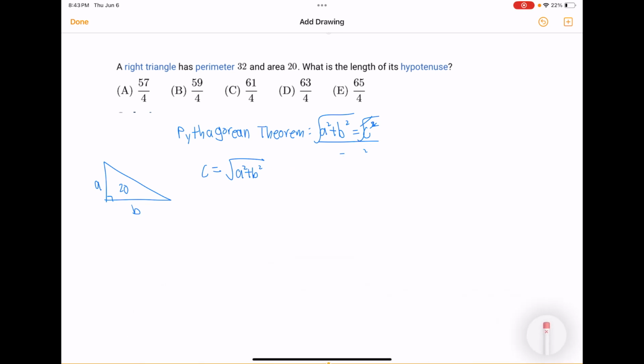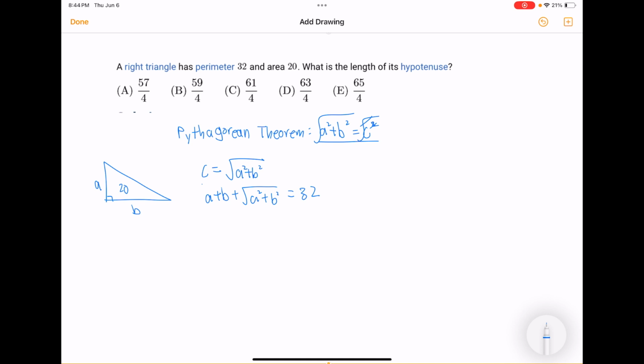I'm just going to erase this really quickly. We are trying to solve for c, but in this equation we have expressed c. So if we do a plus b plus c, and we solve for c as I just said, we can substitute c with the square root of a squared plus b squared. This would be equal to 32. These are all just variables representing each of the legs and the hypotenuse. It tells us that we have a perimeter of 32, so we have that one equation.